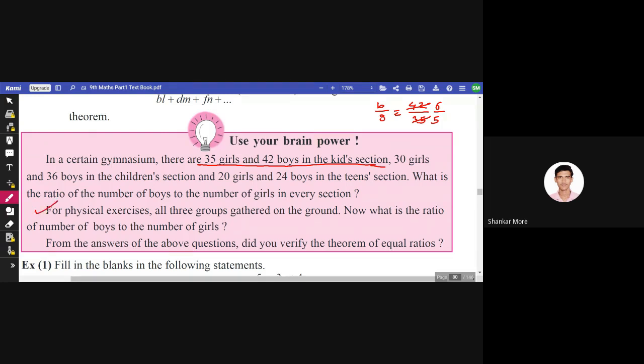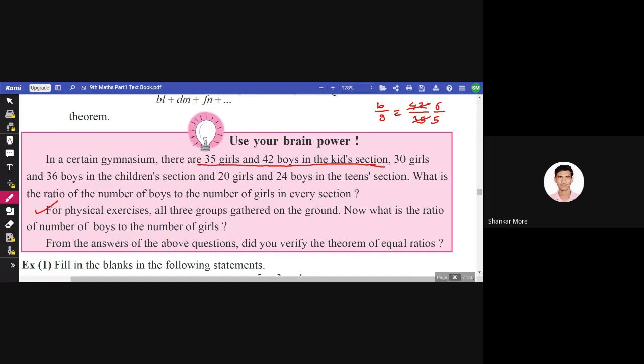Okay, for physical exercises, all three groups gathered on the ground. तो अभी ये जो तीनों ग्रुप हैं, किड्स वाला, चिल्ड्रन वाला और टीन्स वाला, ये ग्राउंड पे गैदर हो गए. Now what is the ratio of number of boys to the number of girls? So first of all tell me, how many boys are there in total? So 42 in the kids section, 36 in the children section, and 24 in the teen section, right?